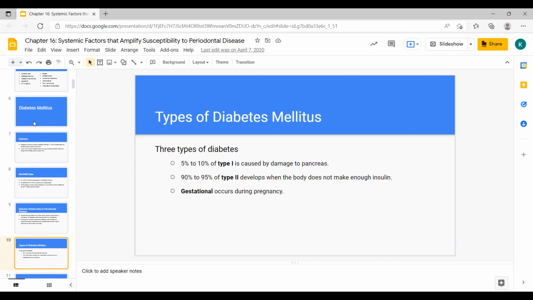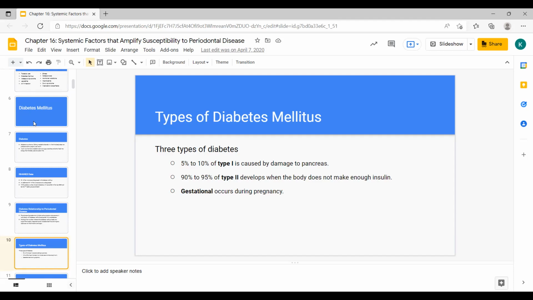Types of diabetes. So we have 3 different types. We have type 1, type 2, and gestational. So gestational is the diabetes that only occurs during pregnancy, okay? And for most women, it goes away after they give birth. But 5 to 10% of diabetes is caused by damage to the pancreas. That's type 1. Then we have 90 to 95% of diabetes, where the body does not make enough insulin. That's type 2, okay?